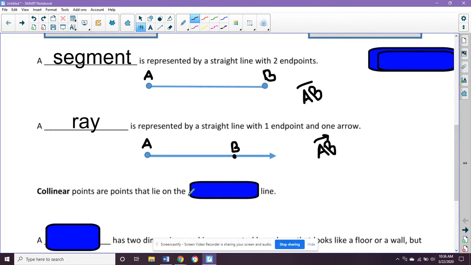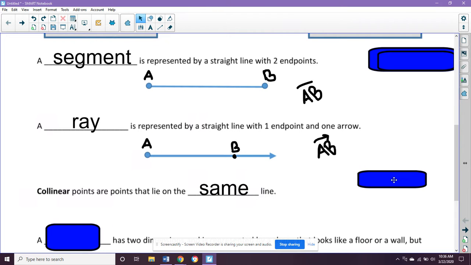Collinear points are points that lay on the same line. So A and B here are collinear because they're on the same line. For all of the lines that we drew, we had A and B on the same line, so they're collinear.